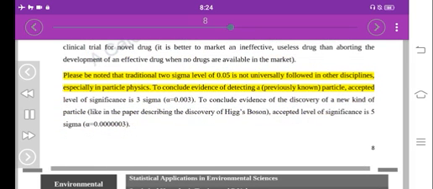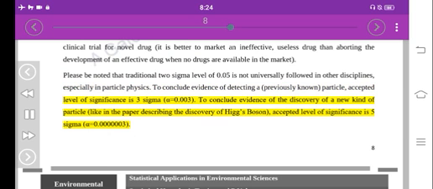Please be noted that the traditional 2 sigma level of 0.05 is not universally followed in other disciplines, especially in particle physics. To conclude evidence of detecting a previously known particle, the accepted level of significance is 3 sigma, alpha equals 0.003. To conclude evidence of the discovery of a new kind of particle, like in the paper describing the discovery of Higgs boson, the accepted level of significance is 5 sigma, alpha equals 0.0000003.